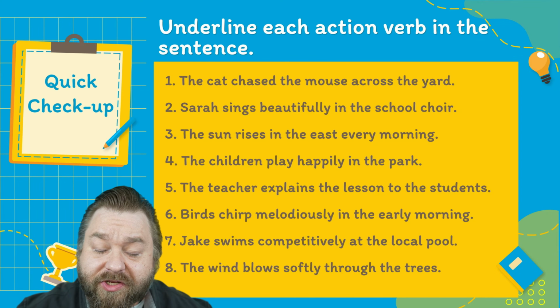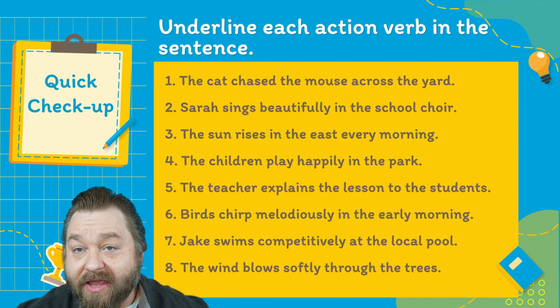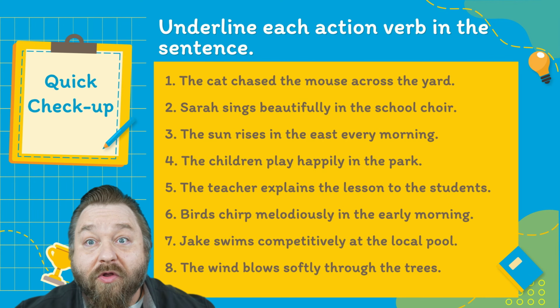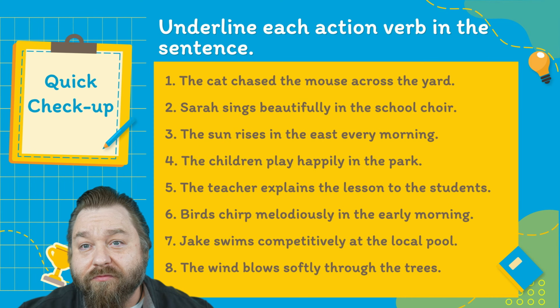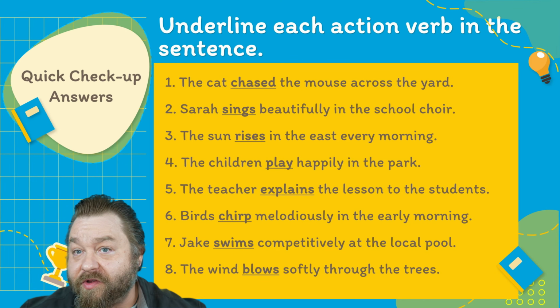Let's try and see if we understand all this by taking a look at our quick checkup. So, what I want you to do is underline each action verb in the sentence, okay? Pause the video now, underline them, and we will check to see if you found all of them, okay? Pause the video. Okay, let's take a look at the answers, but I'm sure that you've found them all. Number 1, the cat chased the mouse across the yard.